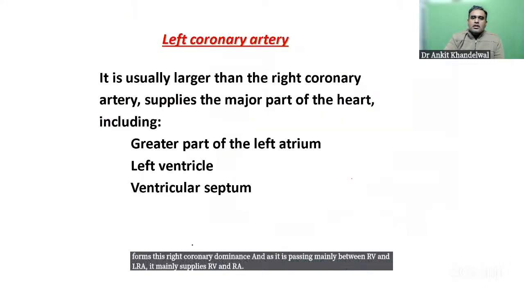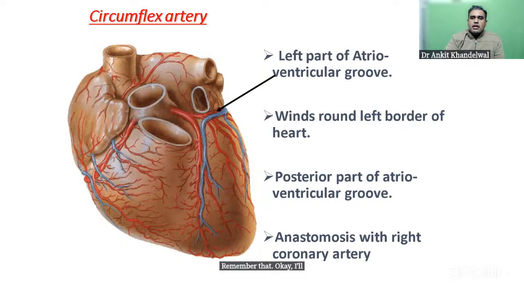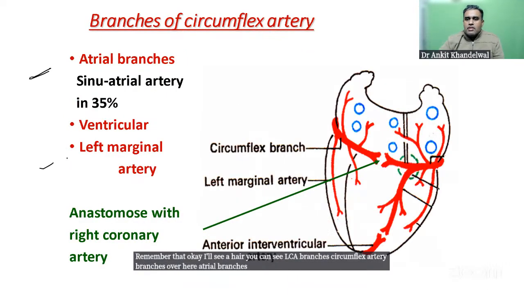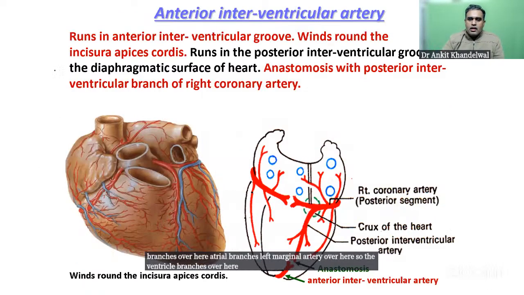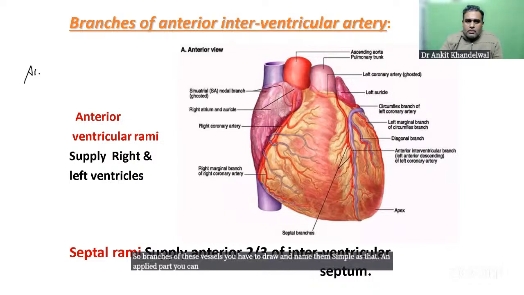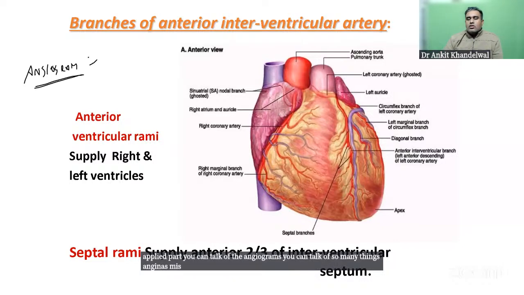Okay, LCA. Here you can see the LCA branches: the circumflex artery, atrial branches, the left marginal artery over here, some ventricular branches, and the anterior interventricular artery, which is very famous, known as LAD, that is the left anterior descending artery. So the branches of these vessels, you have to draw and name them. Simple as that. In the applied part, you can talk of angiograms, angina, MI, pain, thrombosis, embolism, and all that.